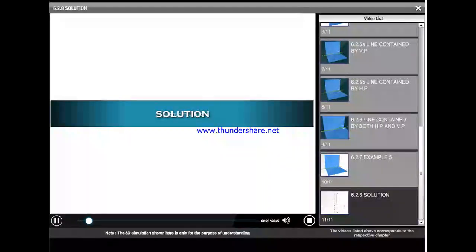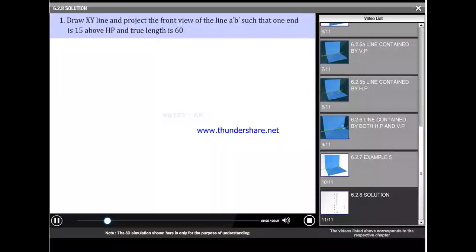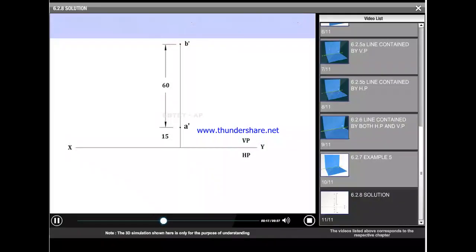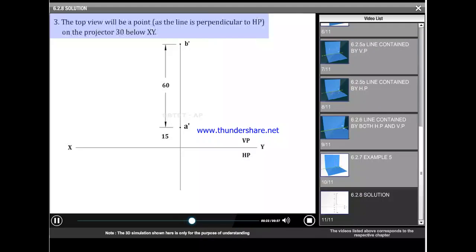Solution to example 5. Draw the XY line and project the front view of the line A' B' such that one end is 15 millimeter above HP and the true length is 60 mm. Draw the projector vertically downwards. The top view will be a point on the projector 30 millimeter below the XY line.